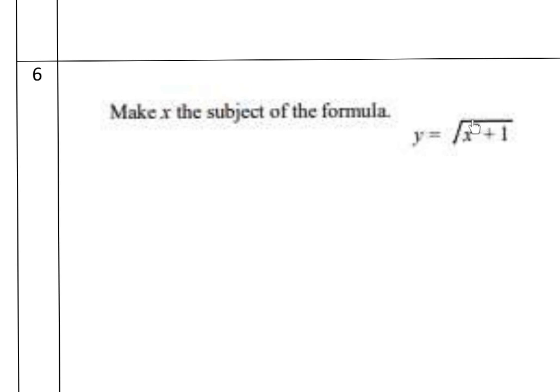So remove the square root first. How to remove the square root? By squaring both sides. So now you have y squared equals x squared plus 1. Now how to remove the 1? Transpose 1 to the other side, or subtract 1 from both sides. So x squared equals y squared minus 1.